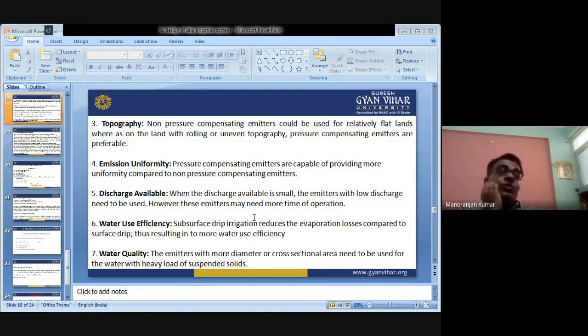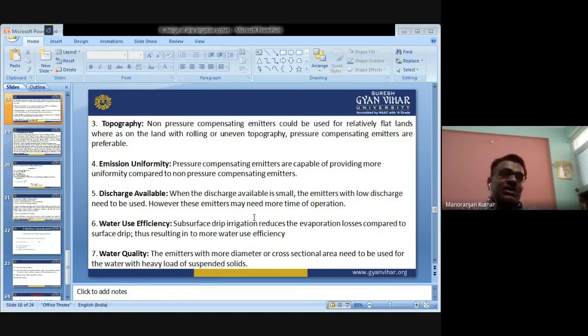Now the emission uniformity. The pressure compensating emitters are capable of providing more uniform discharge compared to non-pressure compensating emitters, because pressure compensation will give the same discharge irrespective of the pressure change. So obviously the pressure compensating emitter will give more uniform discharge.